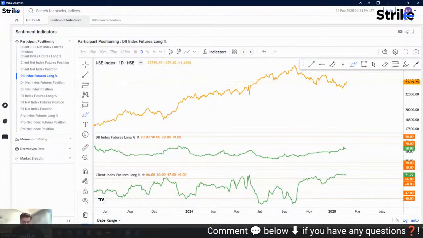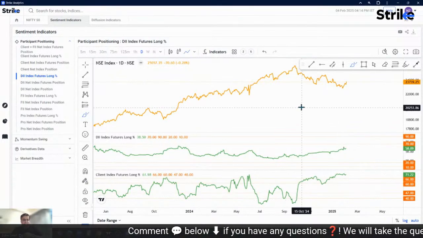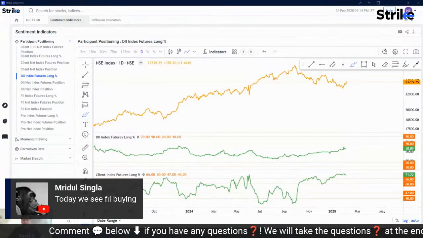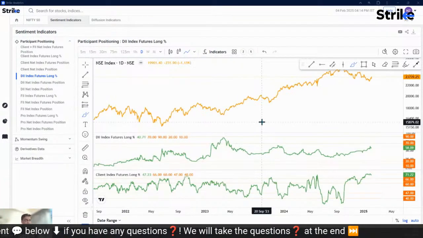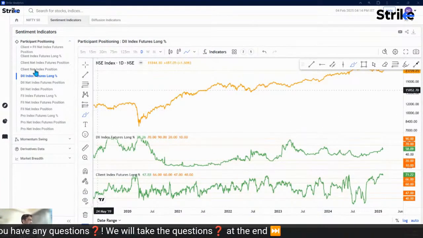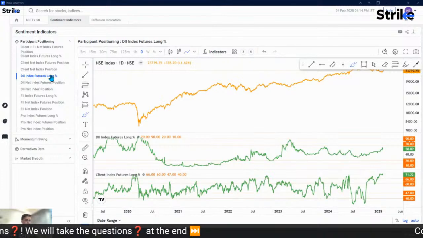Today we see FII buying. Yes, they have started coming in over here, Mridulji. Okay, so this is about the DII index futures long percentage.